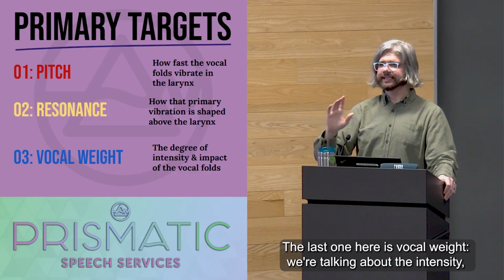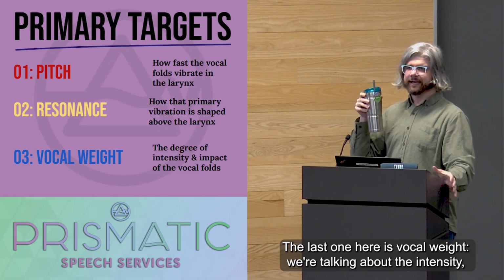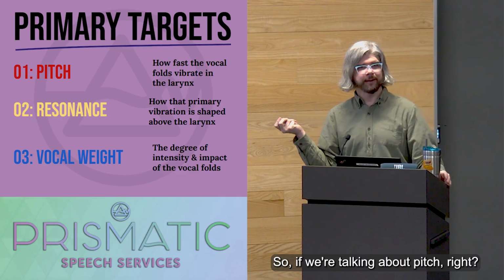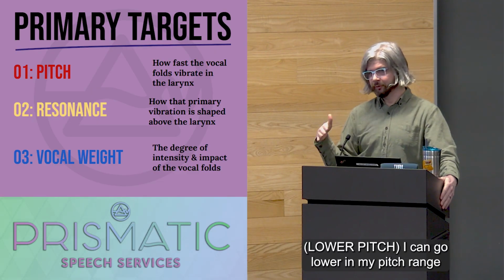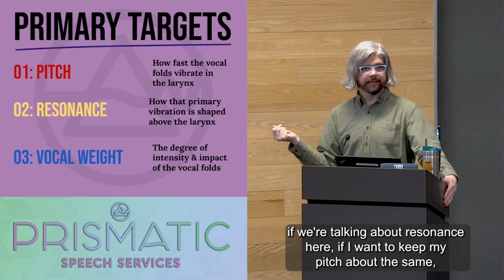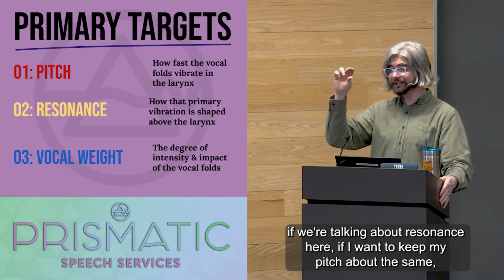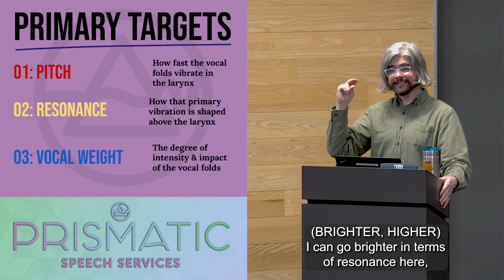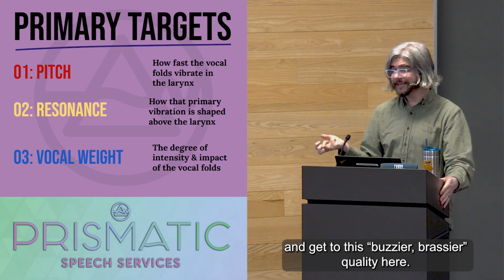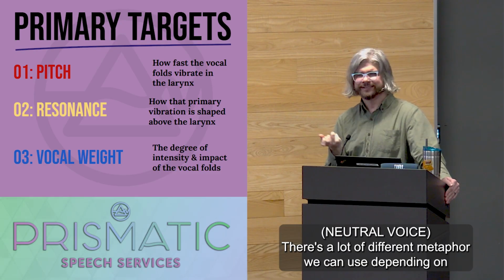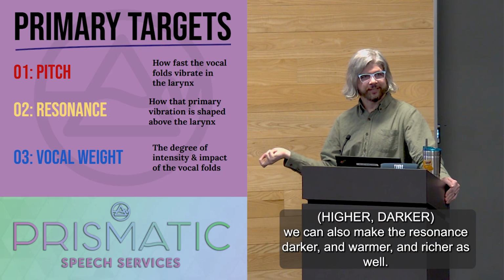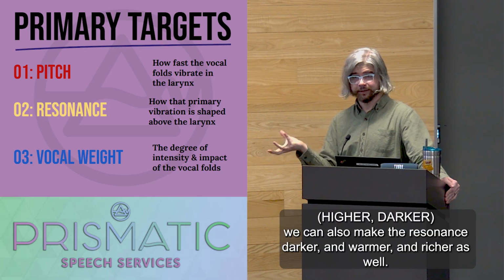The last one here is vocal weight. We're talking about the intensity or the degree of impact between those vocal folds. So if we're talking about pitch, right, I can go lower in my pitch range or I can go higher in my pitch range, and all that sounds fine and dandy. If we're talking about resonance here, if I want to keep my pitch about the same, I can go brighter in terms of resonance and get to the buzzier, brassier quality here. It's almost like sharp as well. There's a lot of different metaphors we can use depending on what makes the most sense for your brain. But if we go back up here, we can also make the resonance darker and warmer and richer as well.